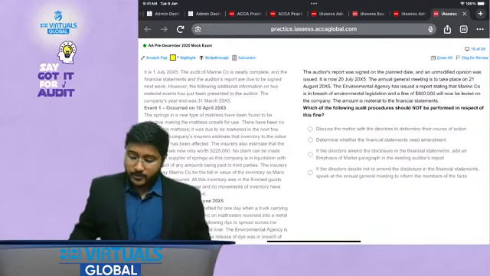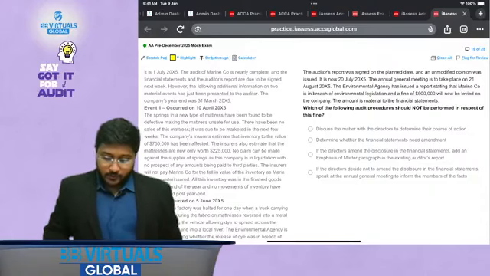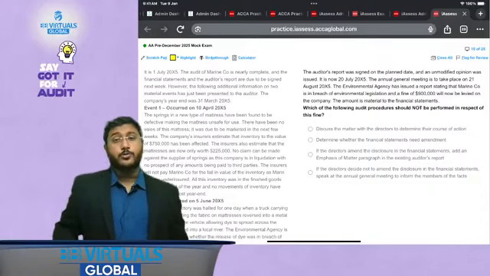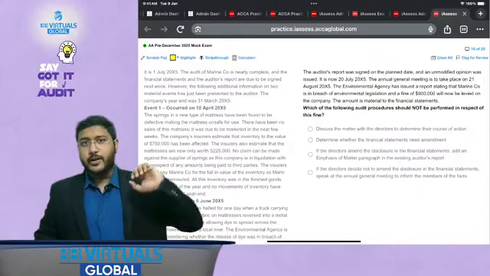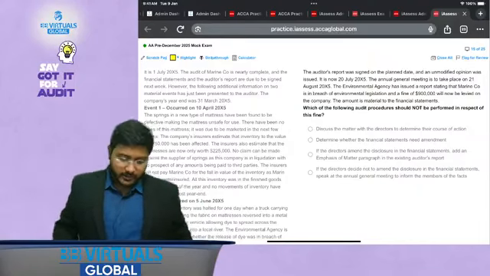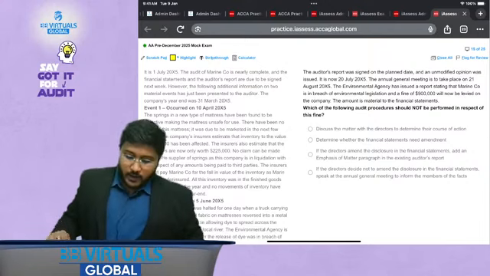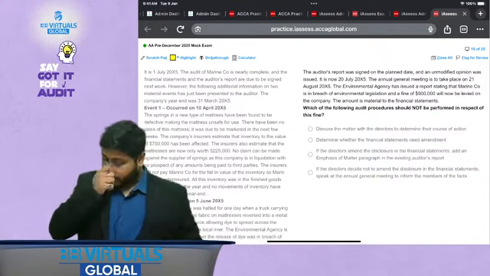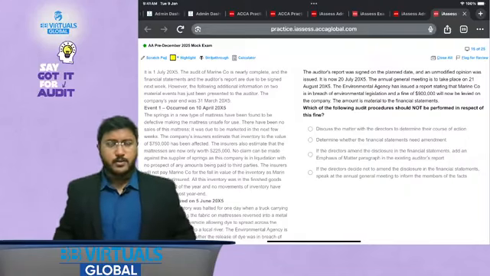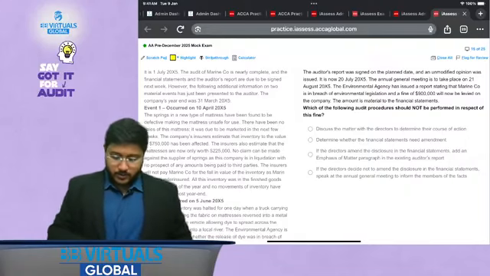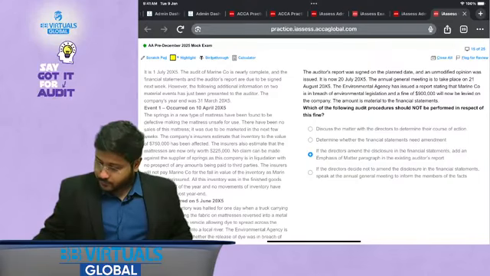Third one, if the directors amend the disclosure in the financial statements, add an emphasis of matter paragraph in the existing auditor's report. No, an emphasis of matter paragraph is not a substitute for any of this reporting, right? We have already discussed it. So third seems like the right option, but let's see the fourth one also. If the directors decide not to amend the disclosure in the financial statements, speak at the annual general meeting to inform the members of the facts. This is something that is understandable. So option number 3 is there. So let me write, we have marked third option here. Okay.